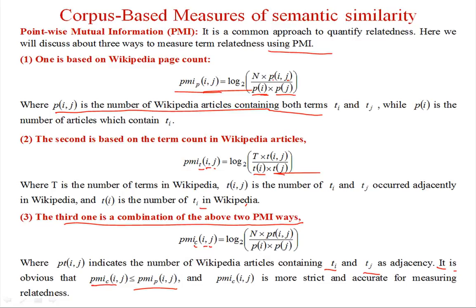This is more strict and accurate for measuring the relatedness, where Pi is equal to the number of Wikipedia articles which contain term Ti, and Pj is equal to the number of Wikipedia articles which contain term Tj. To calculate such situations where two terms occur in adjacency, suppose we consider these are the two terms, then we can consider that those two terms occur in adjacency.